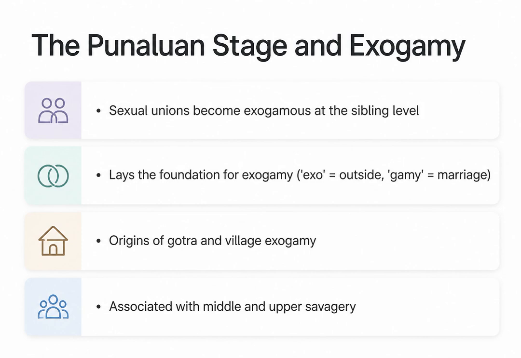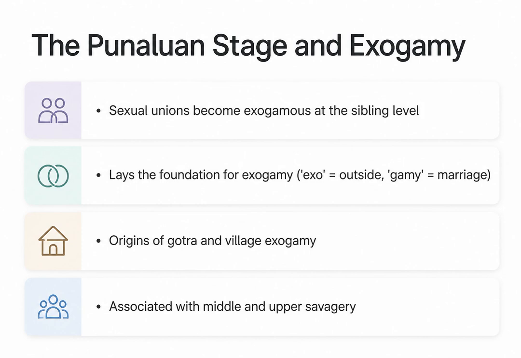Brothers and sisters no longer mate with each other. Marriage happens between 2 different groups. Morgan points out that this stage laid the foundation of exogamy. The term comes from the Greek roots exo, meaning outside, and gamy, meaning marriage, the practice of finding a partner outside one's own social group.